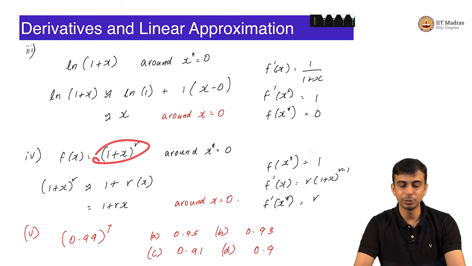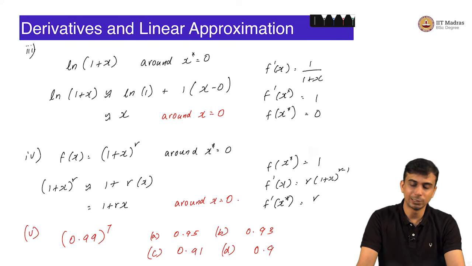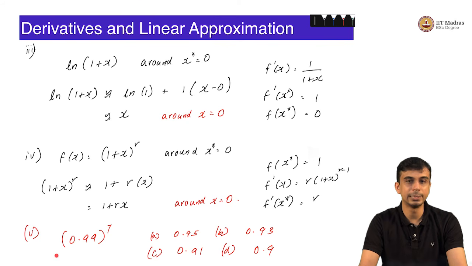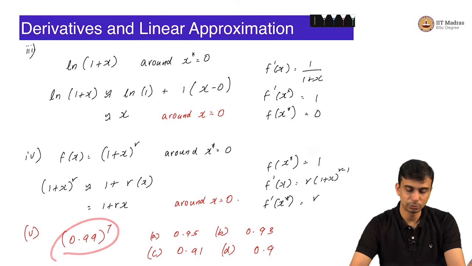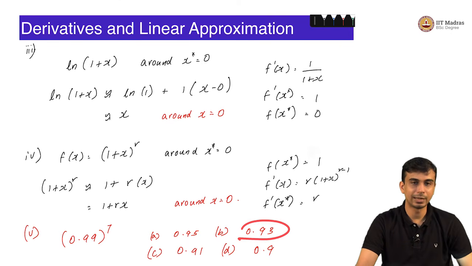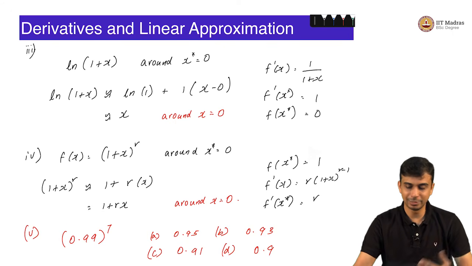So, 0.99 power 7 should immediately make you think of (1 plus x) power 7 where x is equal to minus 0.01, and minus 0.01 is close enough to 0 that you can apply a linear approximation, which means that 0.99 power 7 is very easily approximated by 1 plus 7 into minus 0.01, which is 0.93. So, 0.93 is a good approximation. You can immediately get an answer of 0.93 for a complex thing like 0.99 power 7 based on linear approximations, and intuitively it makes sense.